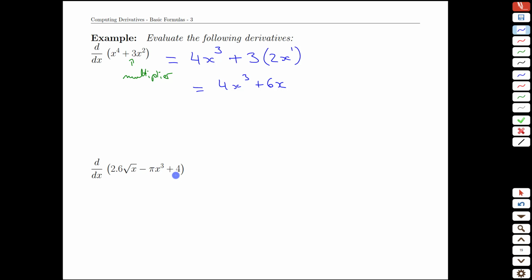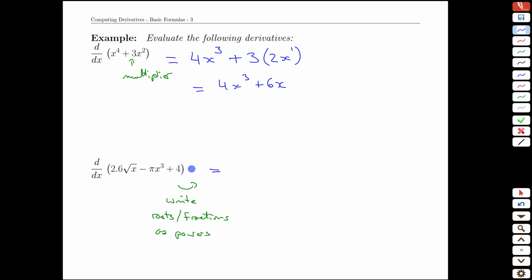This derivative here looks a little hairier. Fortunately, the first thing we can do is rewrite it in a form that makes those rules easier to apply. And by that I mean write roots and, in general, fractions as powers.